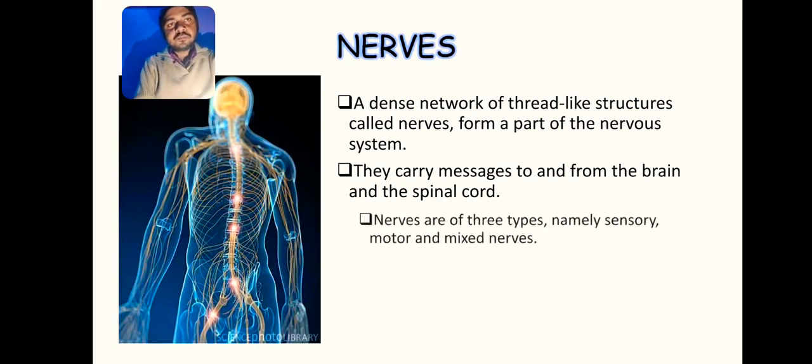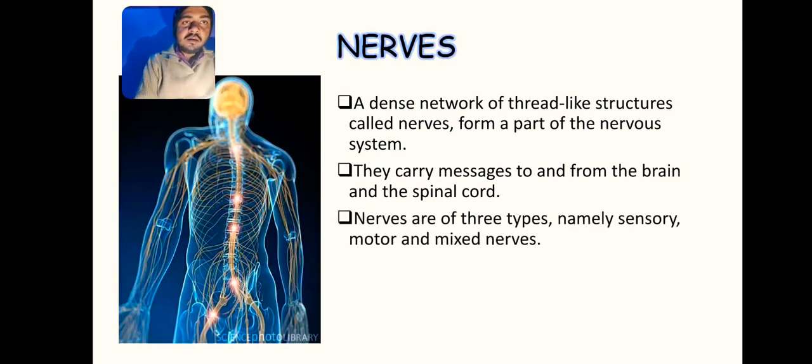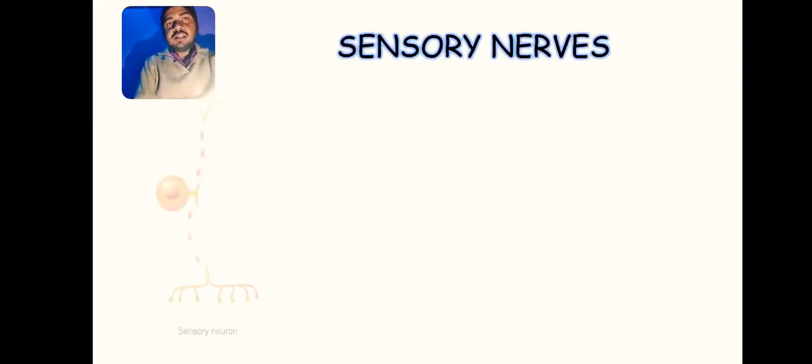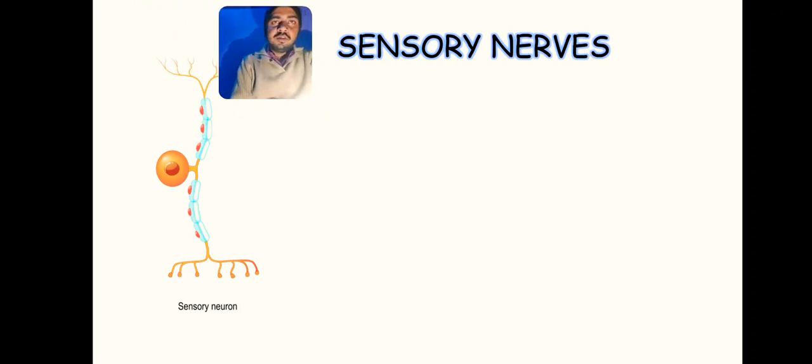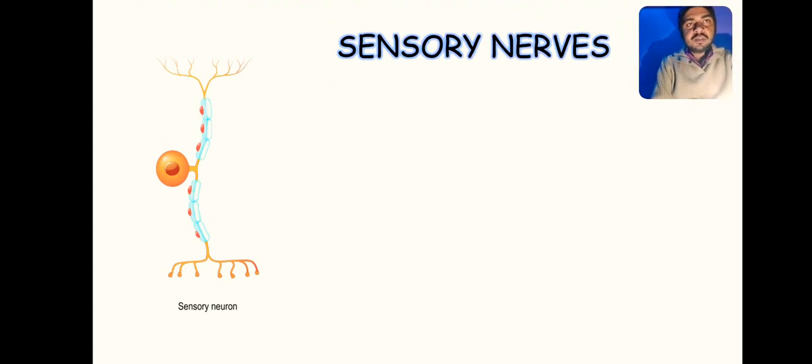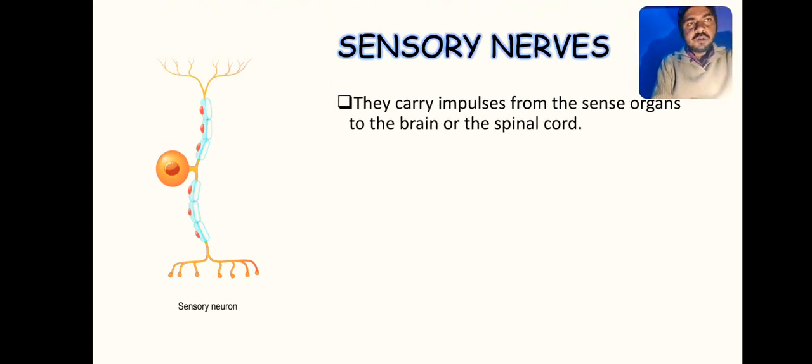Okay. Nerves are of three types, namely sensory, motor, and mixed nerves. What are these three types and what functions do they perform? Let's explore. First of all is the sensory nerve. It looks like this, not given in the book, but I found this picture on the internet, so I am sharing it. Just to show you that all of these three nerves look different. They are really different from one another, structurally different.